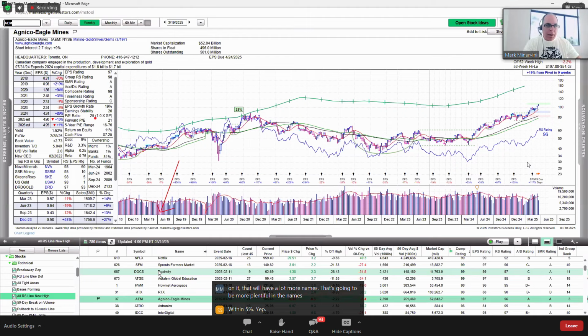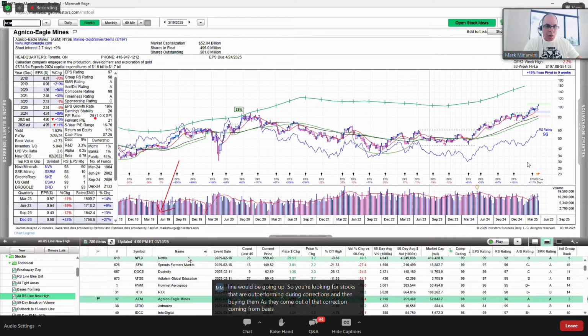But when you're in a correction, you want to see the relative strength lines hitting new highs because the stock doesn't even have to go up. It could be going down less than the market, and the relative strength line would be going up. So you're looking for stocks that are outperforming during corrections, and then buying them as they come out of that correction, coming from bases. And that's just classic O'Neill strategy and classic the way the market works.